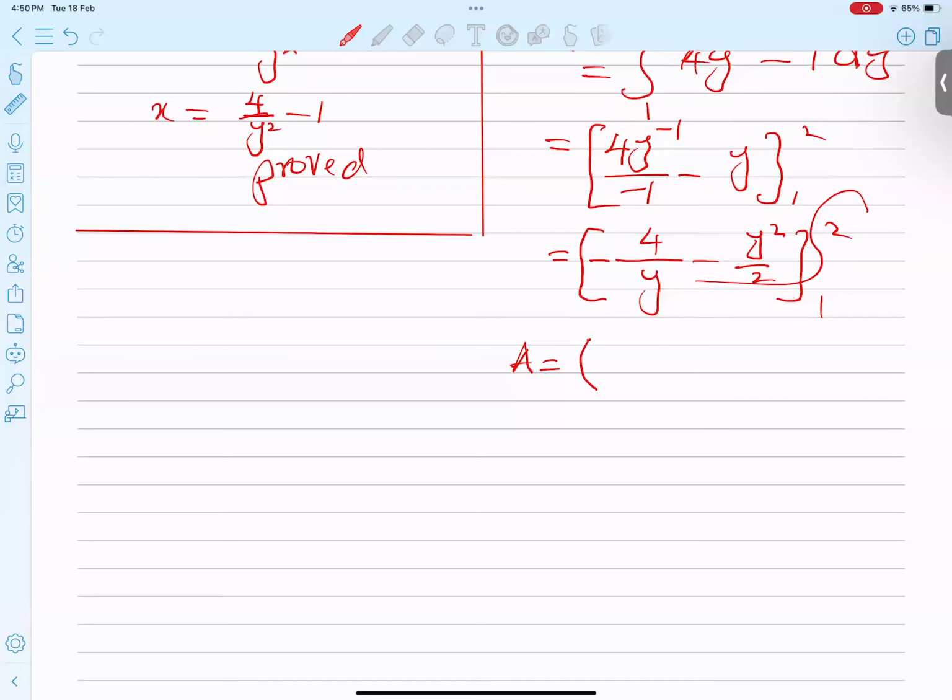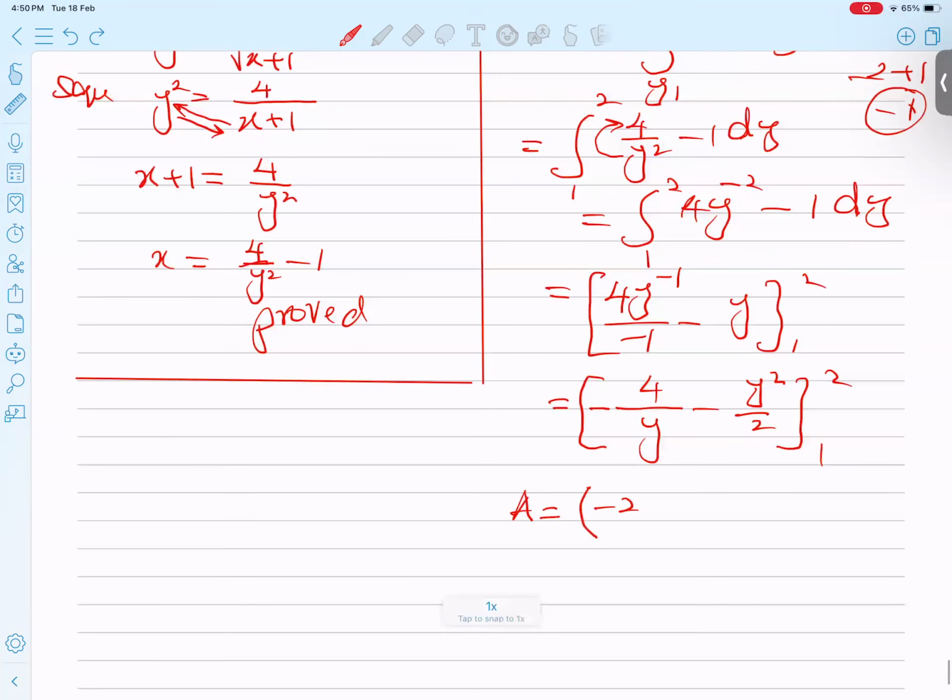When I plug in 2 here, I get negative 2. When I plug in 2 here, I get negative 4. Wait a minute, please. Let me check. One minute, one minute.